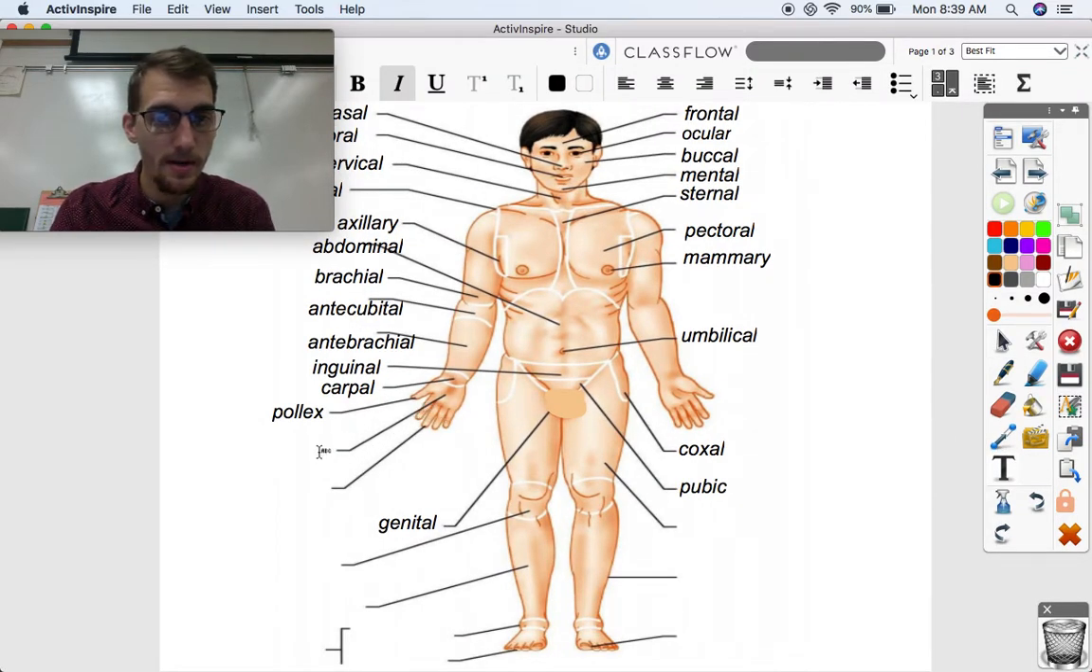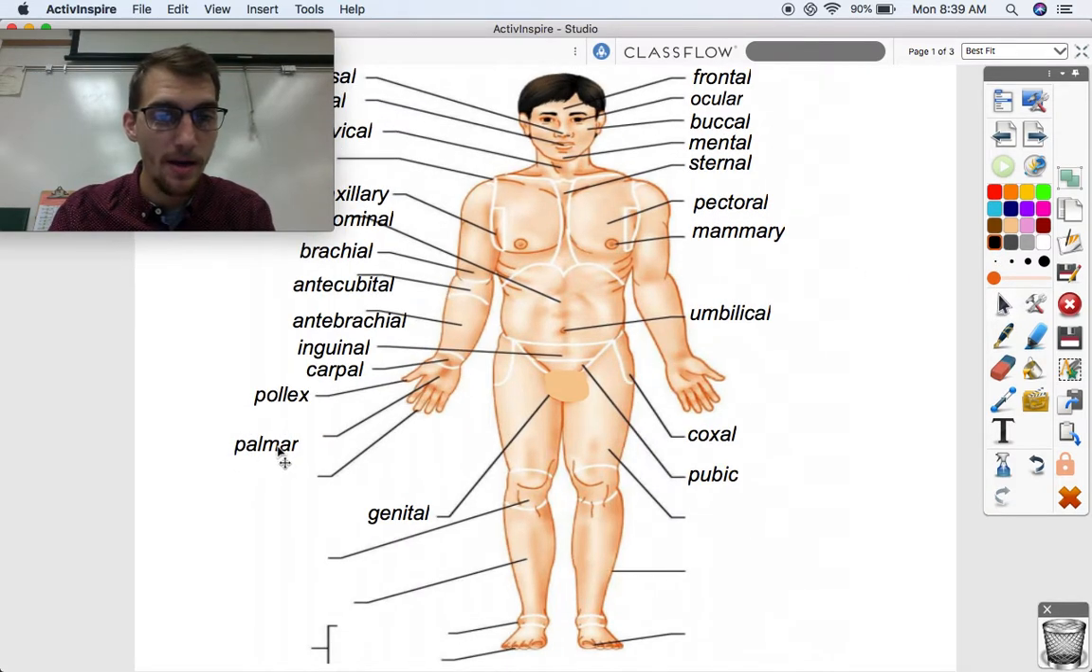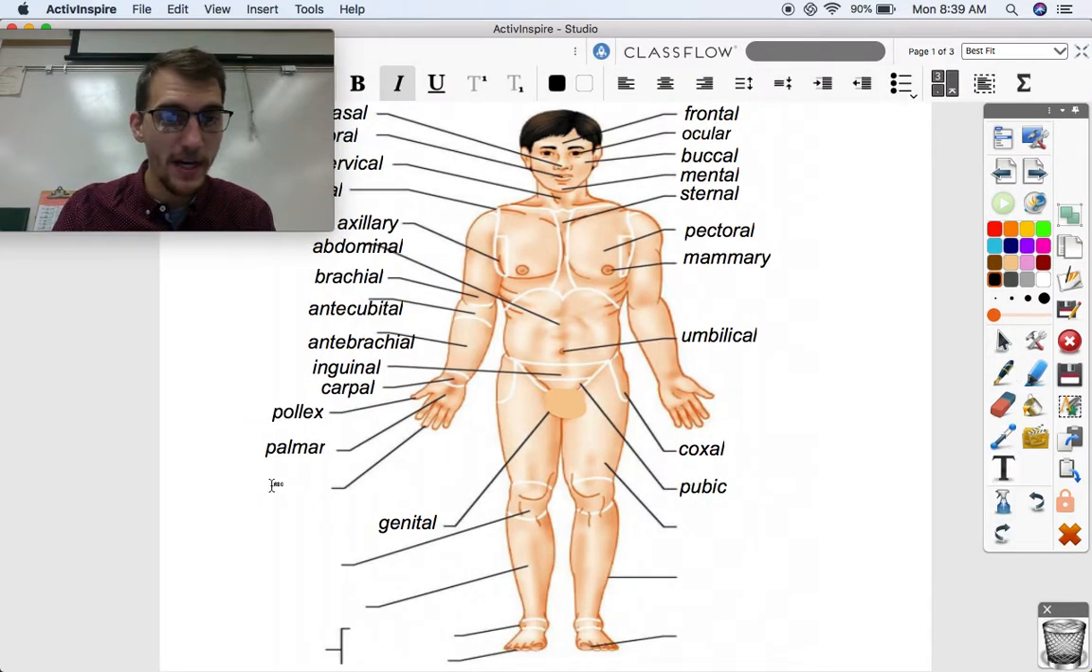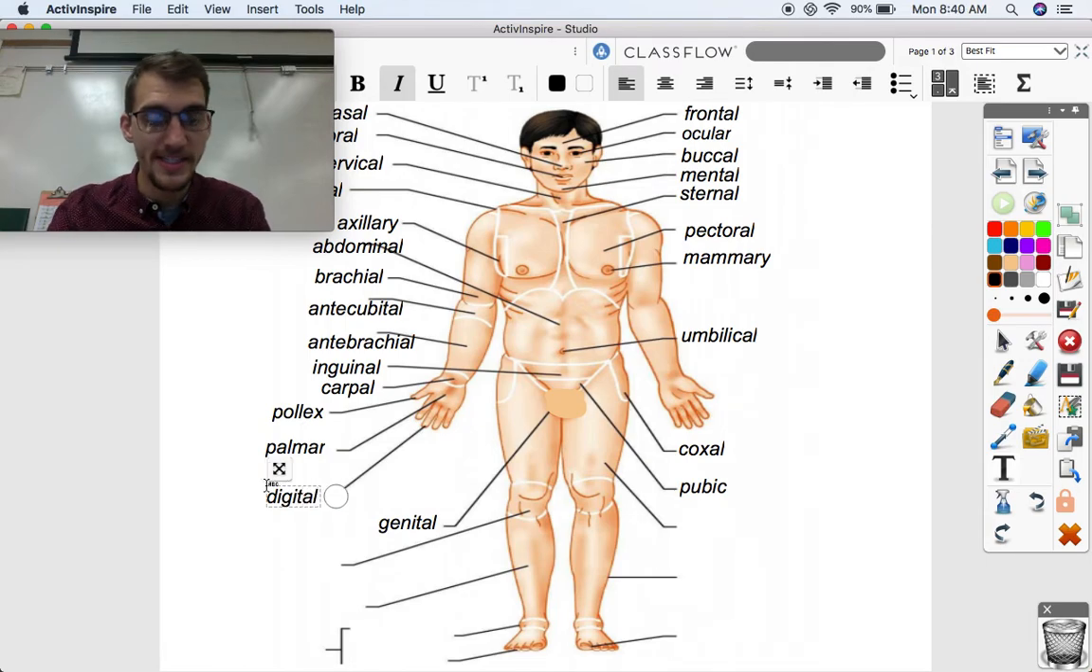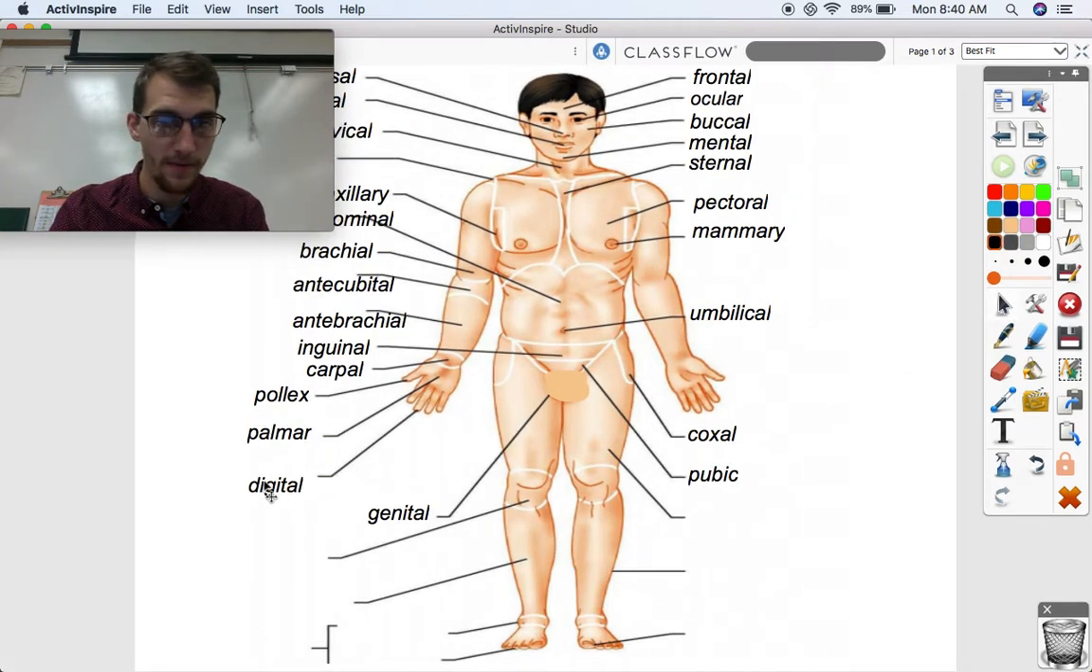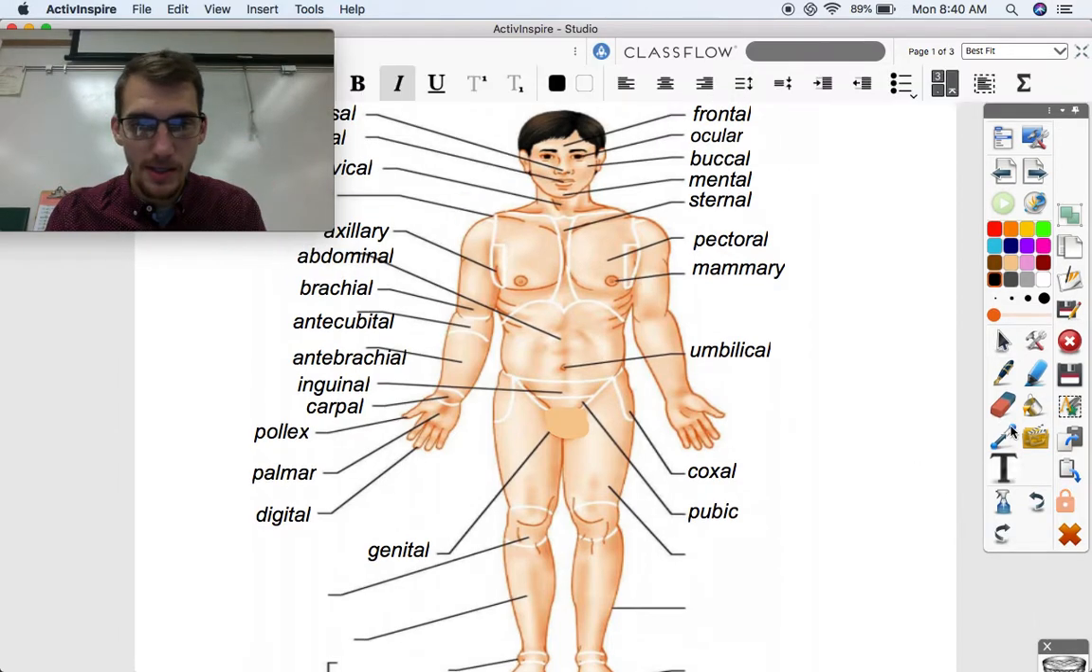This arrow right here is the palmar region, and it's referring to the palm of your hand, where your metacarpals are. All right, and then finally, your fingers. These are referred to as digits. So the term for your fingers is the digital region. Digital. All right, let's keep going.